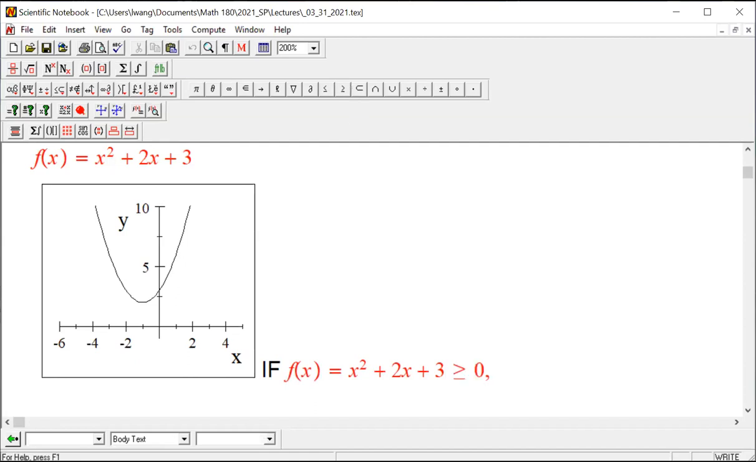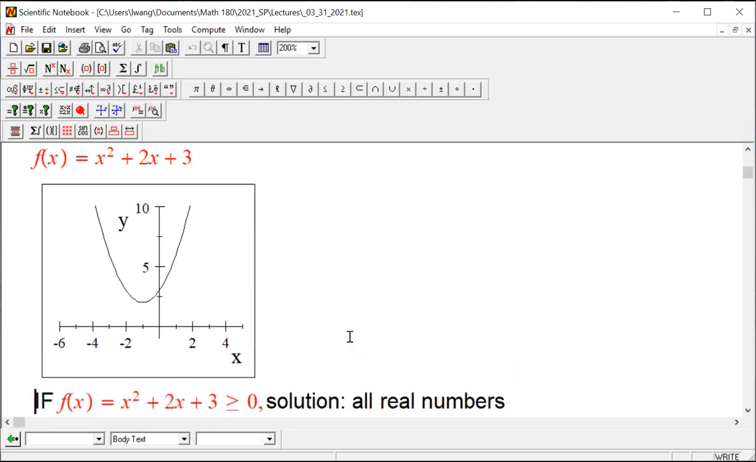What is the solution? Isn't that all real numbers? No, it's not no solution. Every real number is a solution.